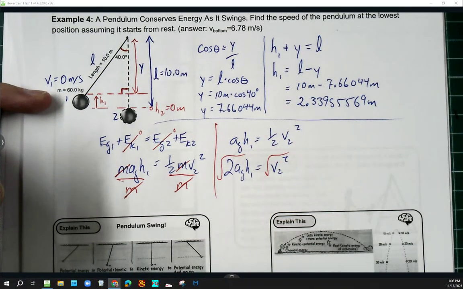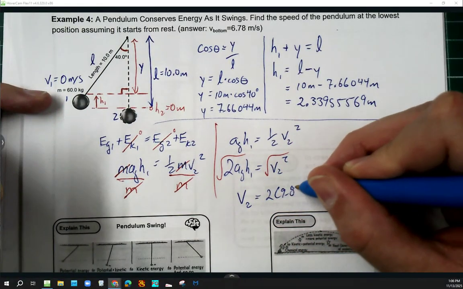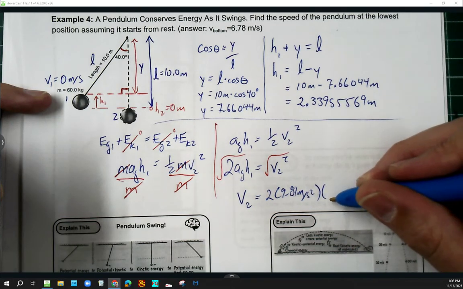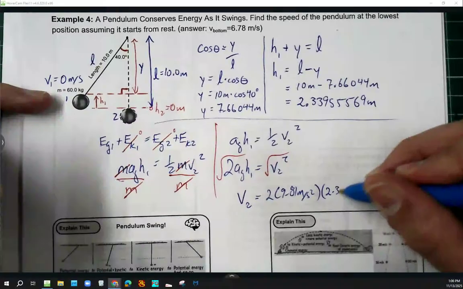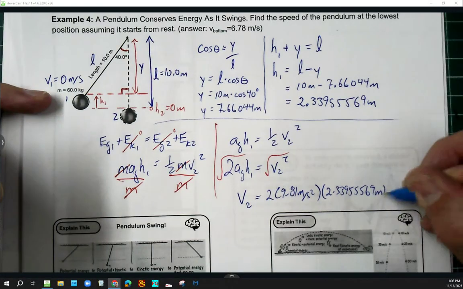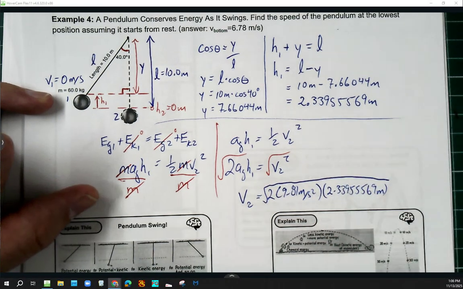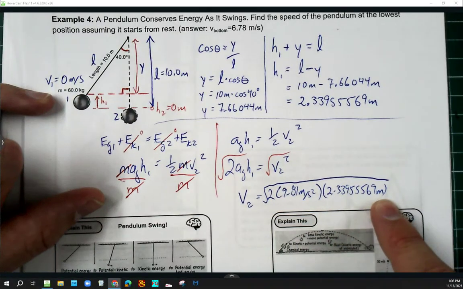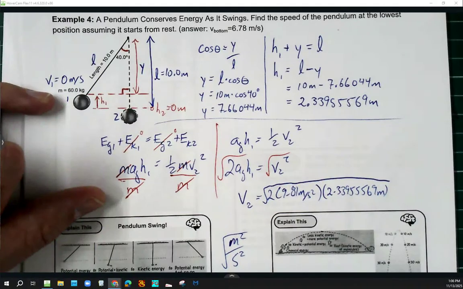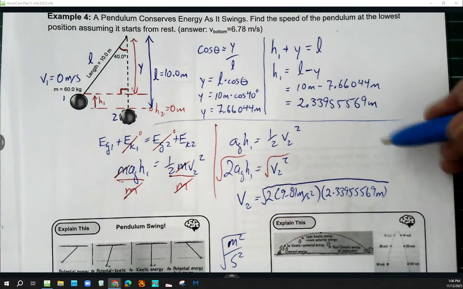And I sub in my values, and I say v2 is equal to 2 times 9.81 meters per second squared times h1, which we just figured out, 2.3395569 meters. Just figured it out right up above. That's weird. All square rooted. By the way, if you're checking on the units, meters per second squared times meters is meters squared per second squared, but then we're going to square root it, so the units really will work out to meters per second. Just as a unit check on this one, that everything's all good.